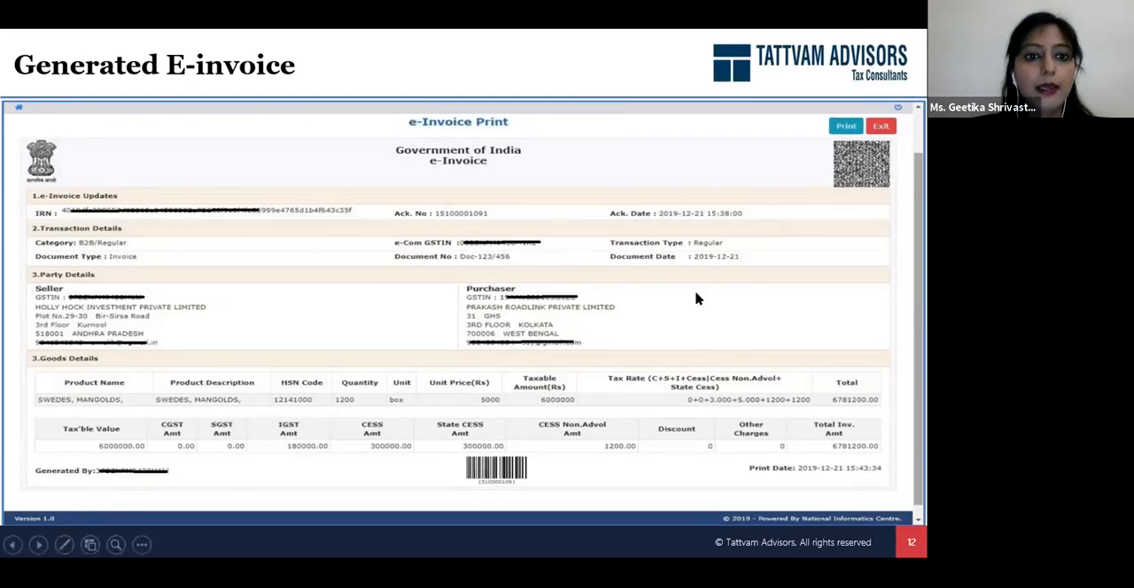So this will have an IRN number on the extreme left, acknowledgement number, acknowledgement date. This is a QR code, the image of the QR code. If someone scans this, they will get all the details: the supplier details, the goods details, the document details, etc.